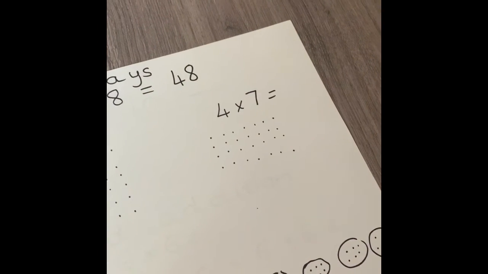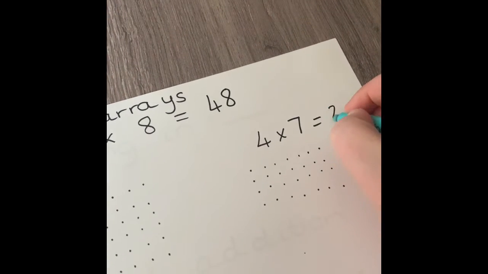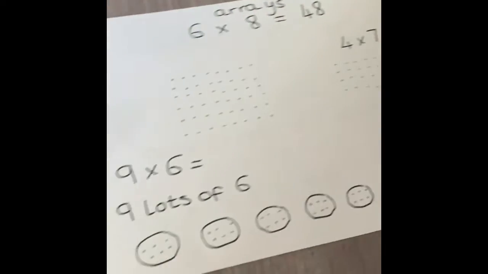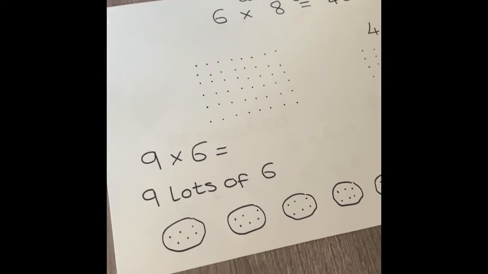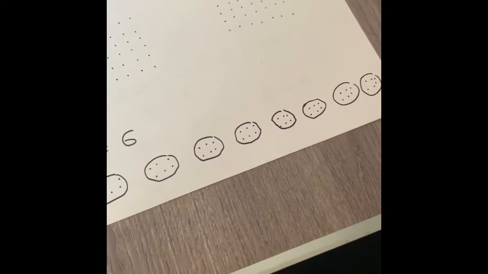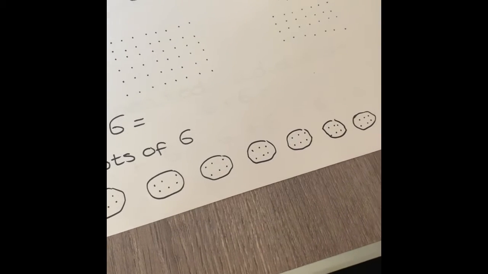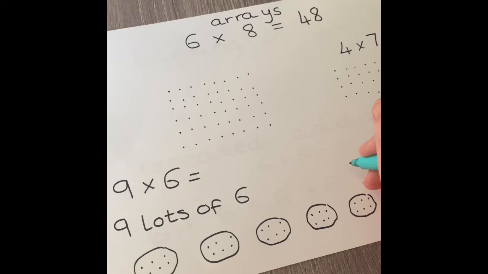I've done the same for 4 times 7, and I know that the answer will be 28, okay? Same here, 9 times 6 is the same as saying 9 lots of 6. So I've got 9 groups or lots, and I've put 6 in each circle. Again, I've used the dots and circles method, and that gives me 54.